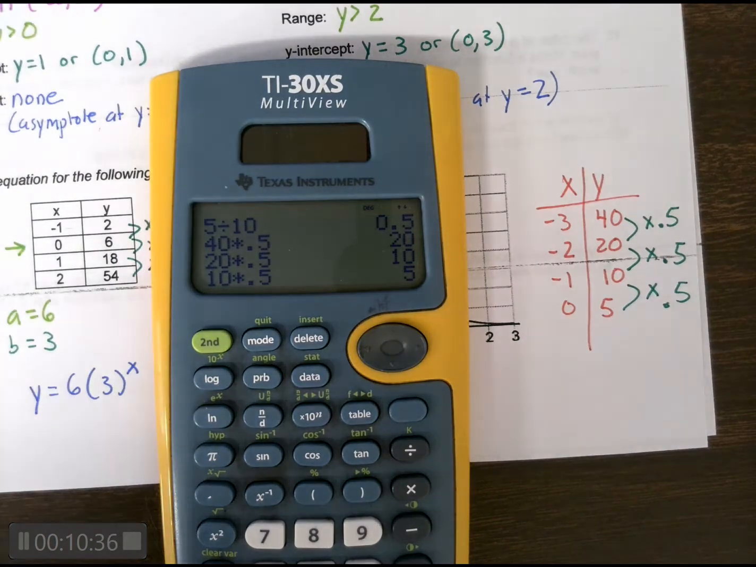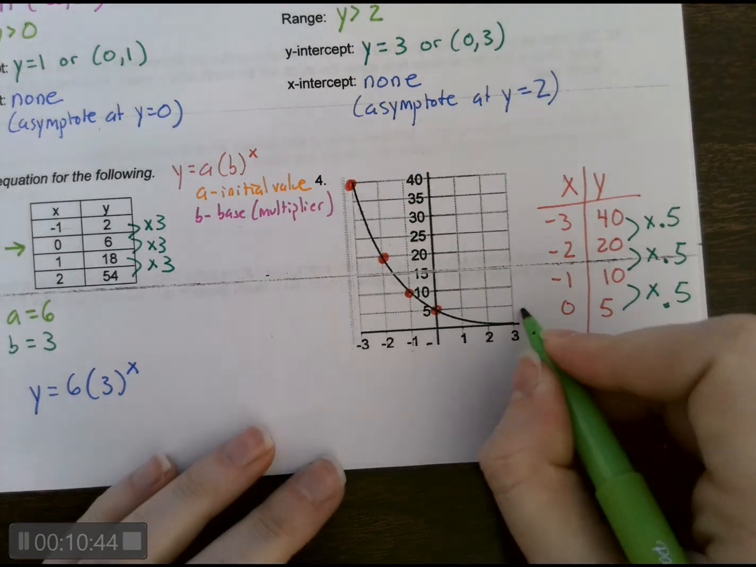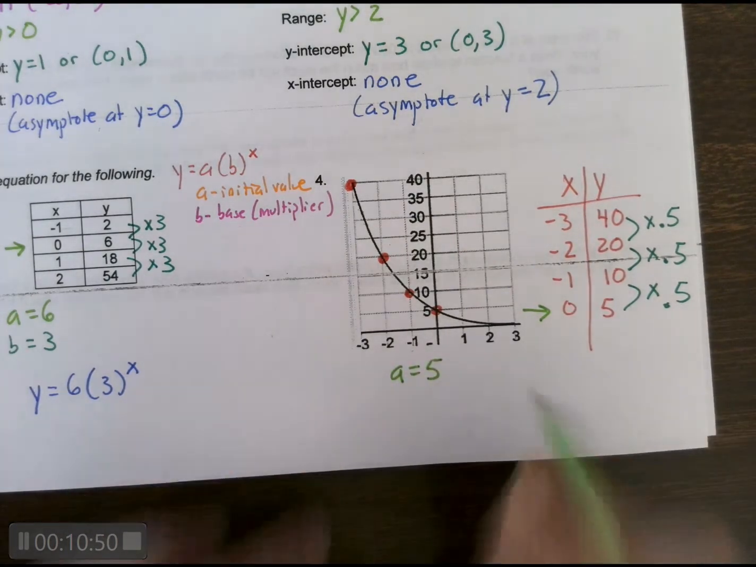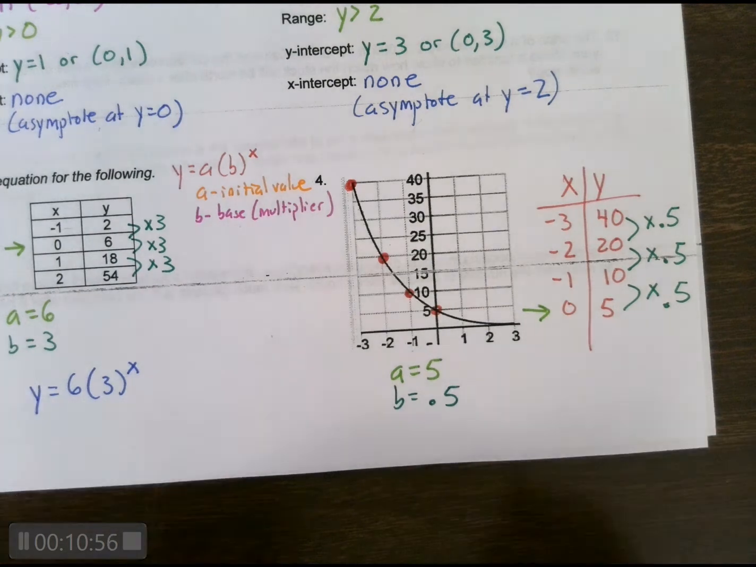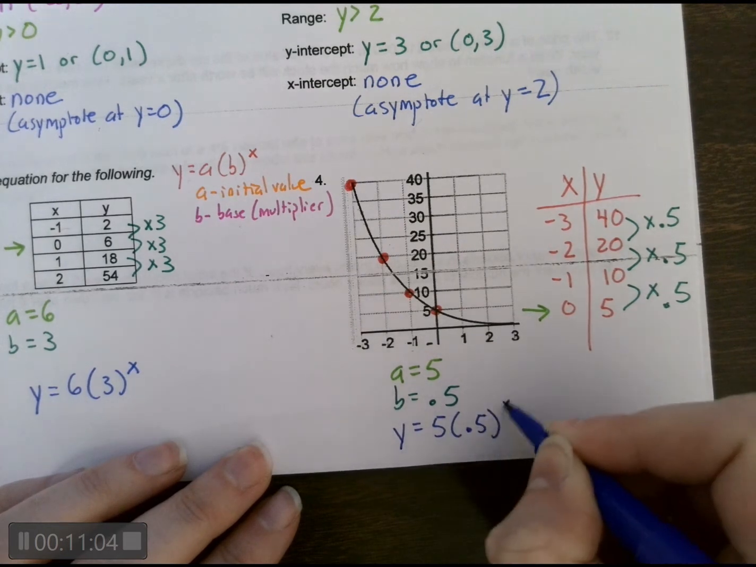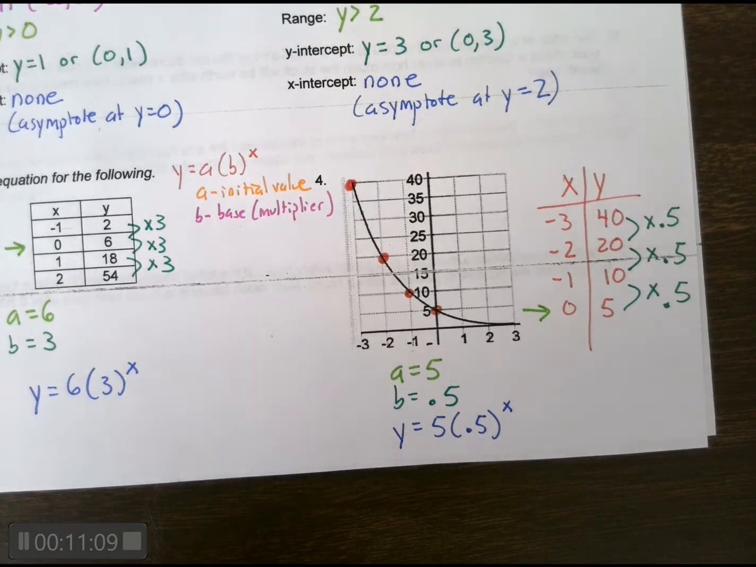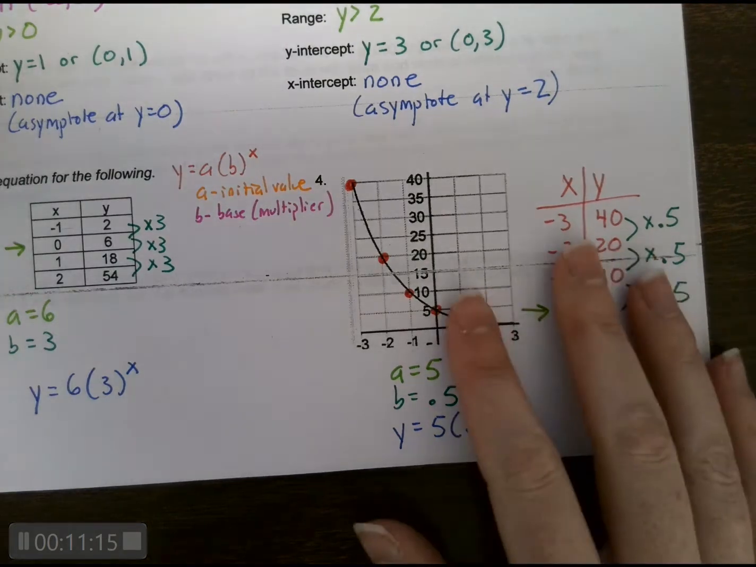So each time we are multiplying by 0.5. And what was our initial value? That was when x equals 0, so our a is 5. And our b, we said, was 0.5. So our equation is y equals 5 times 0.5 to the x. Excellent. Doing okay? If you're not doing good, take a moment and rewatch this video.